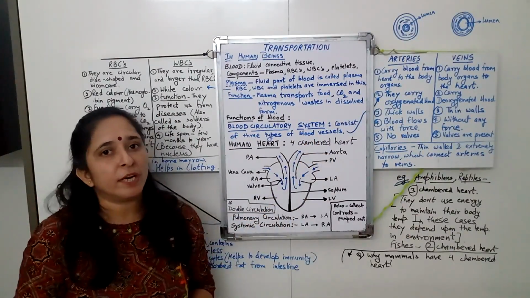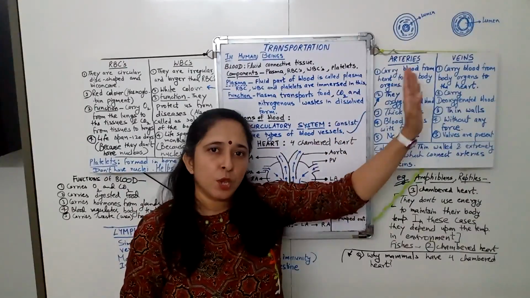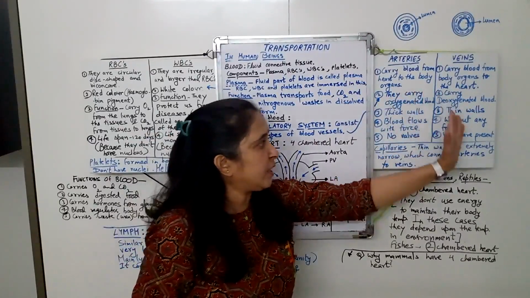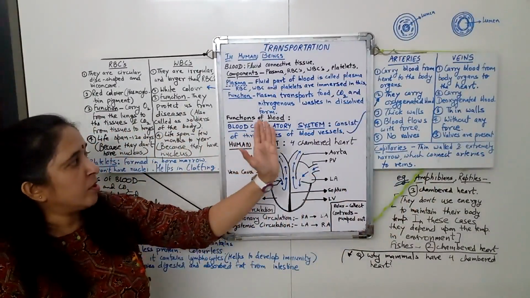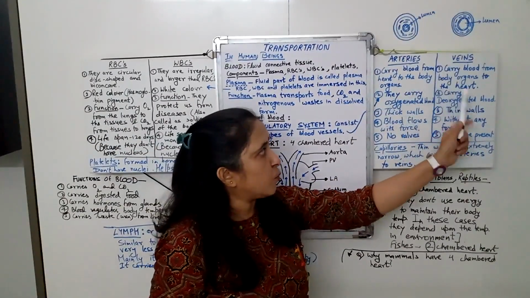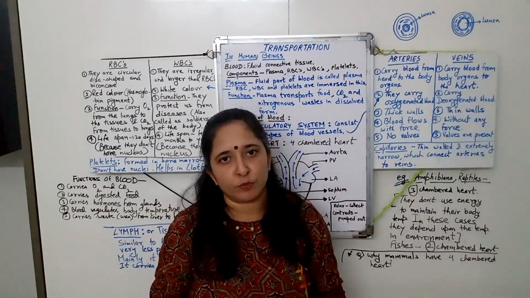Now what are those blood vessels? That is arteries, veins and capillaries. Without these three, the blood circulatory system will not work. Now the first one, arteries and veins. First I will tell the differentiating points between them.